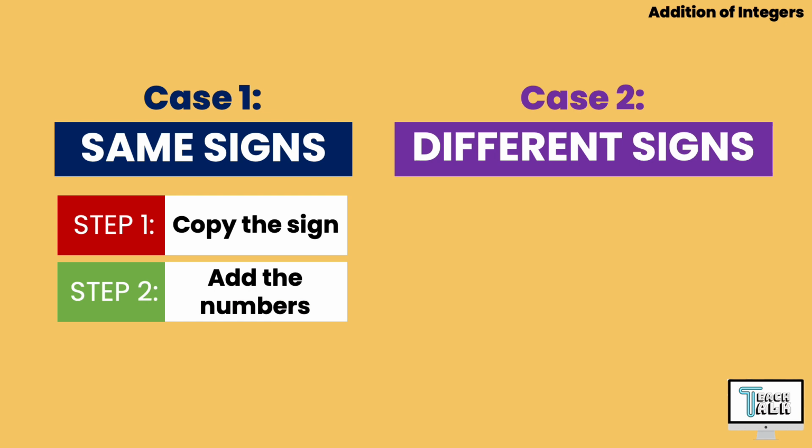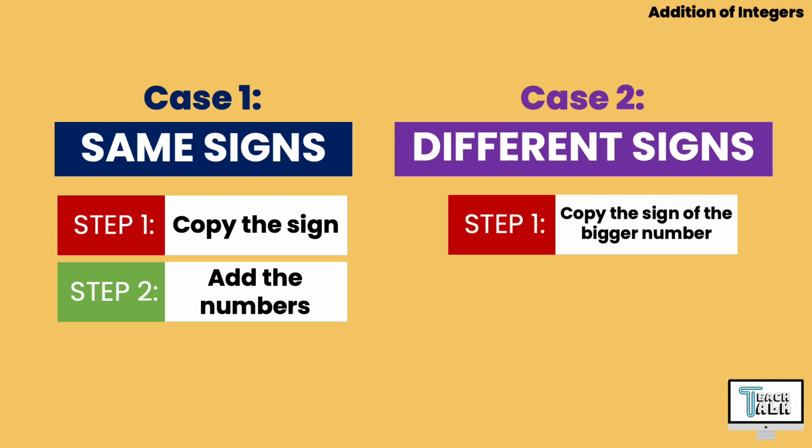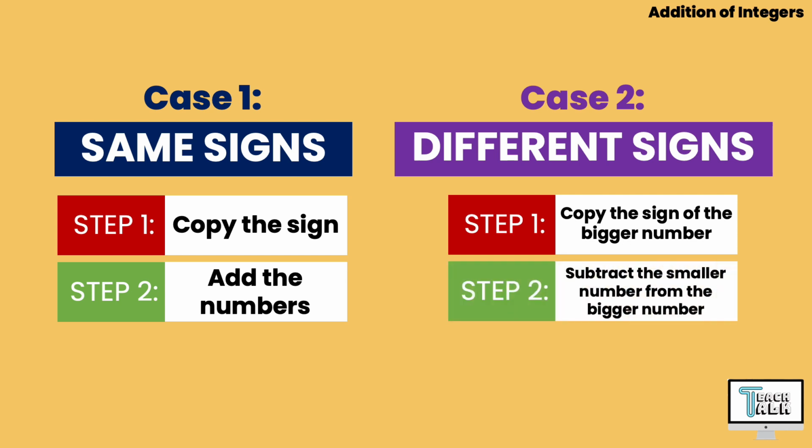Sa case 2 natin, magkaiba ang sign or different signs. For example, positive plus negative or negative plus positive. Ano ang step 1? Tama. Copy the sign of the bigger number. Step 2, subtract the smaller number from the bigger number. Yan po ang ating pag-add ng integers.